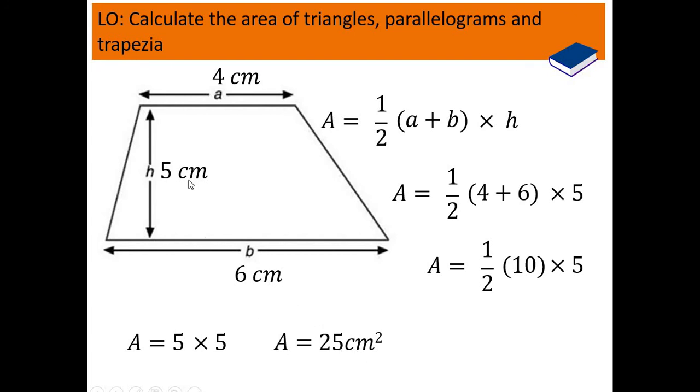Centimeters because all of our measurements are in centimeters, and squared because it's how many centimeter squares fit inside this shape. So again, we're going to check out a MathsPad video with some more examples and some questions for you guys to try yourselves.